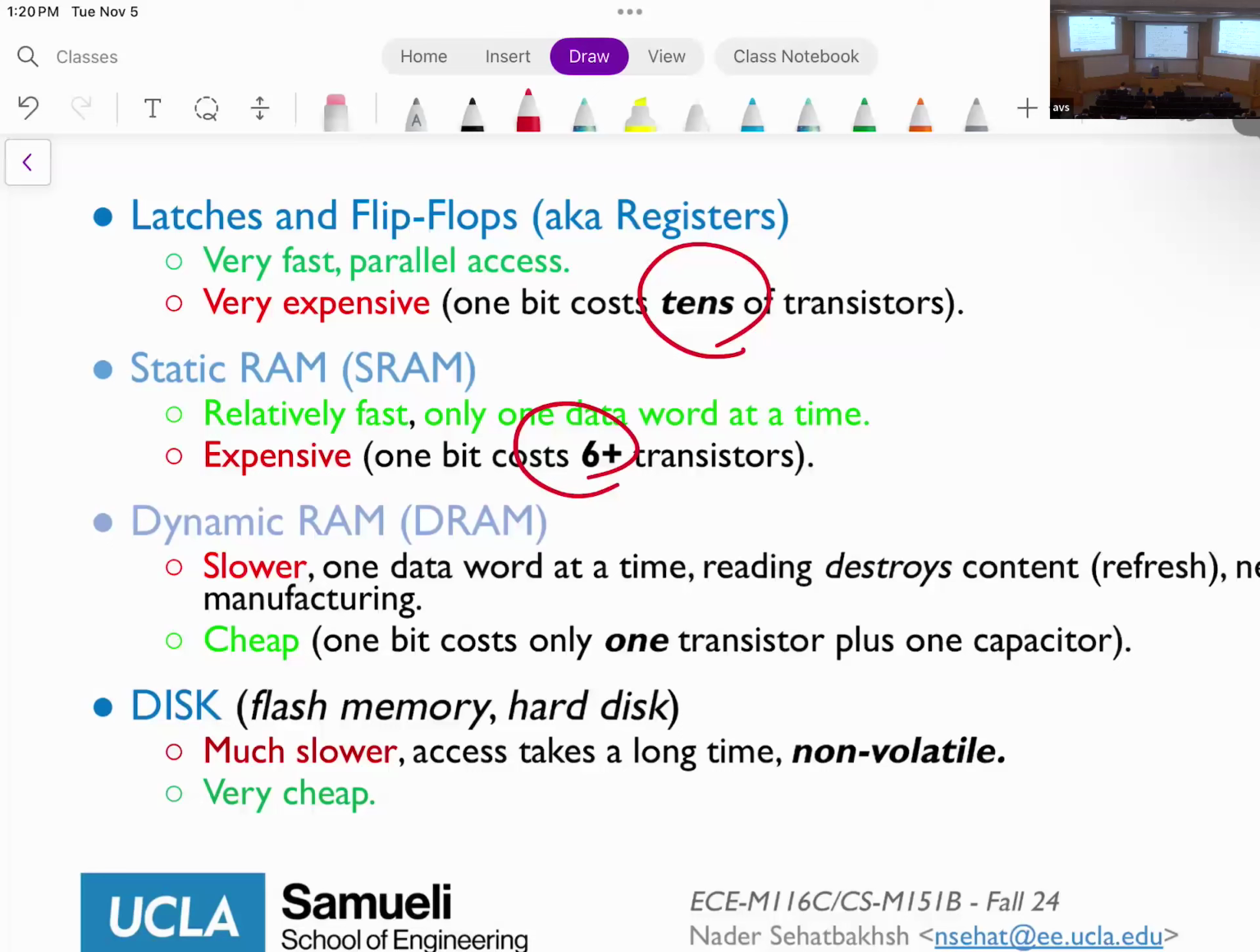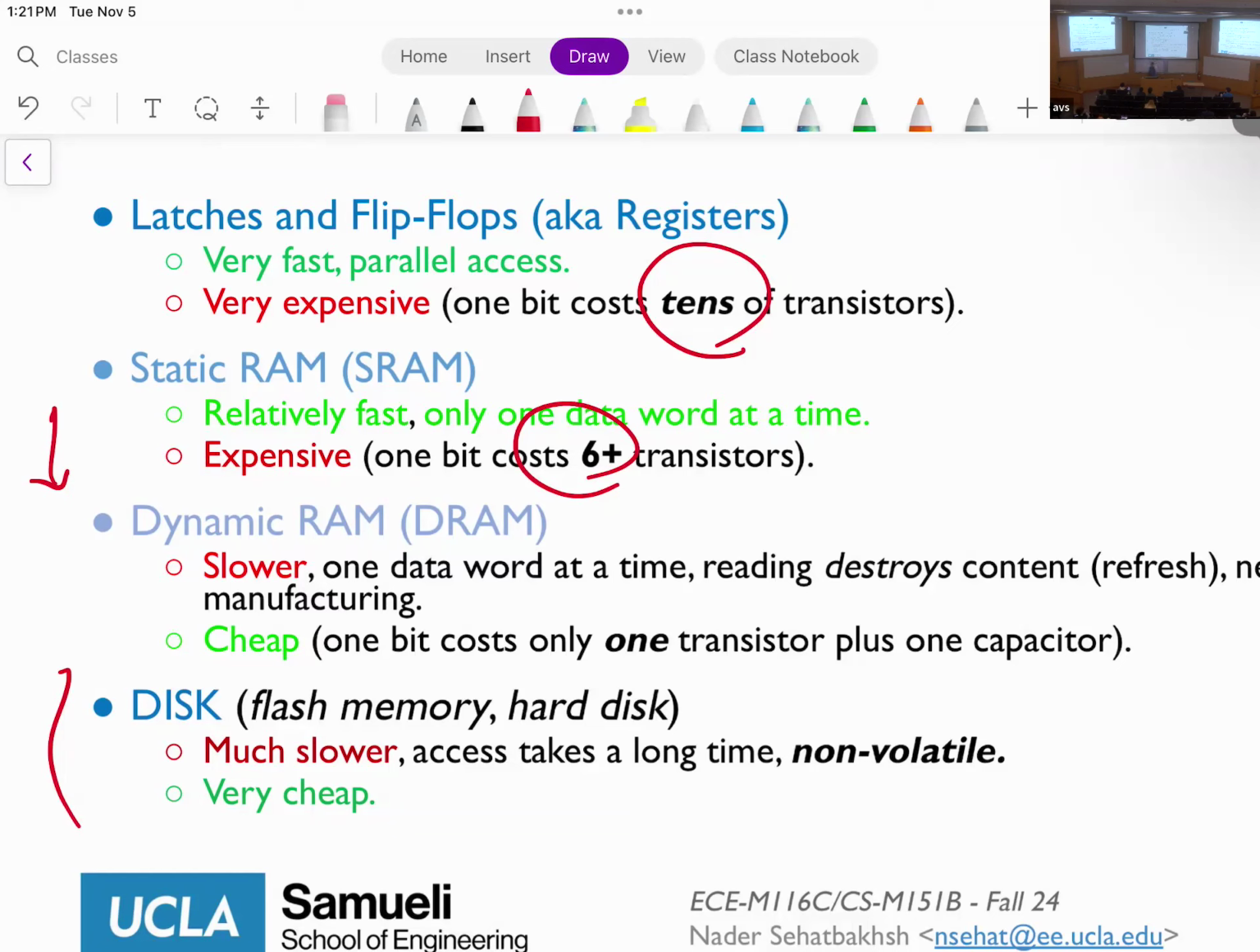Then if you want to go for density and store a lot of data, we use DRAM, which is usually just 1 transistor or 2 transistors, depending on how you want to count the capacitor. But unfortunately, DRAM is much slower than SRAM and registers. And finally, you can store terabytes of data in other technologies such as disk. But the problem with disk is that it's much slower than the rest.